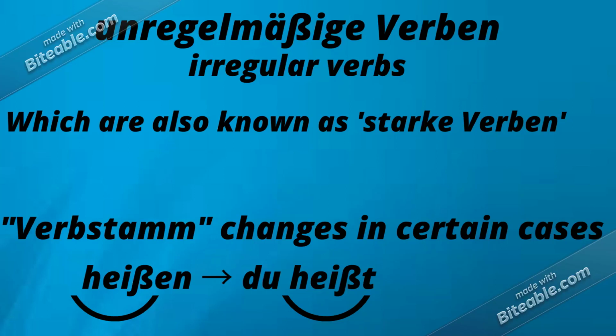When we conjugate this verb, the verb stem does not change at all, and the ending is added according to the subject, that is du. The conjugated verb is heißt. There are some other verbs in which the verb stem changes. Hence heißt has the verb stem heiß plus the ending t. In the next lessons, we will be conjugating a few regular and irregular verbs in detail.